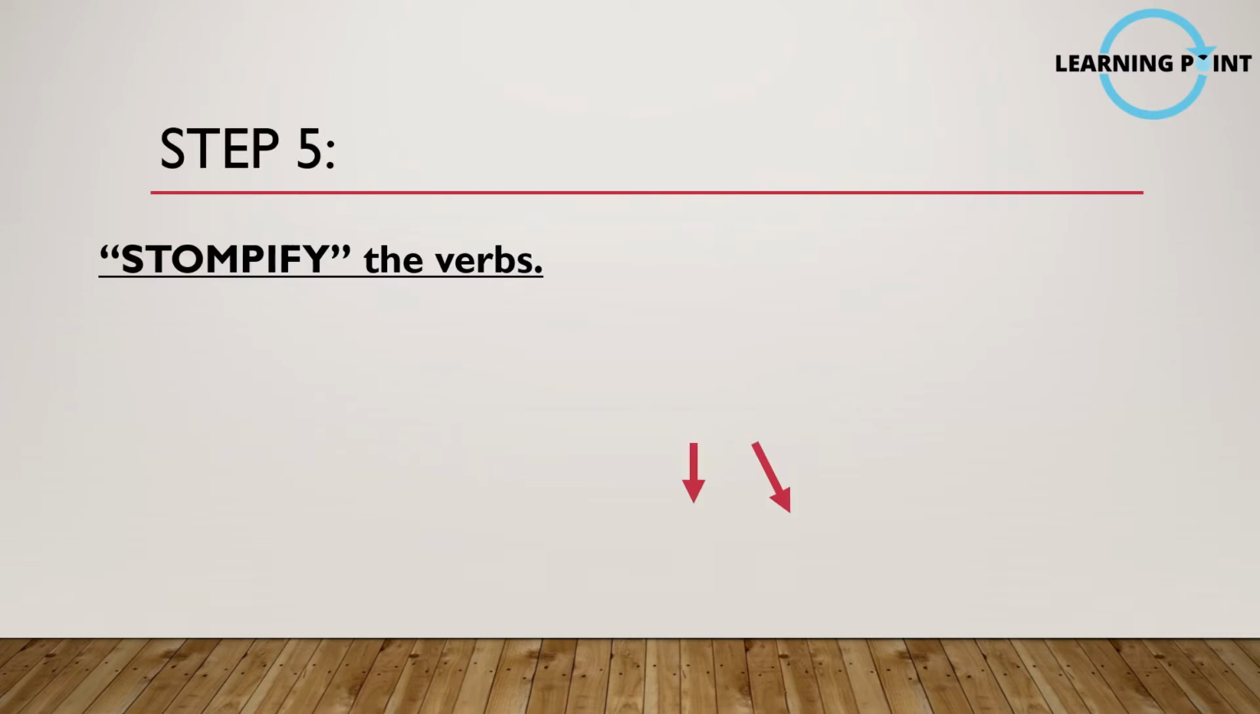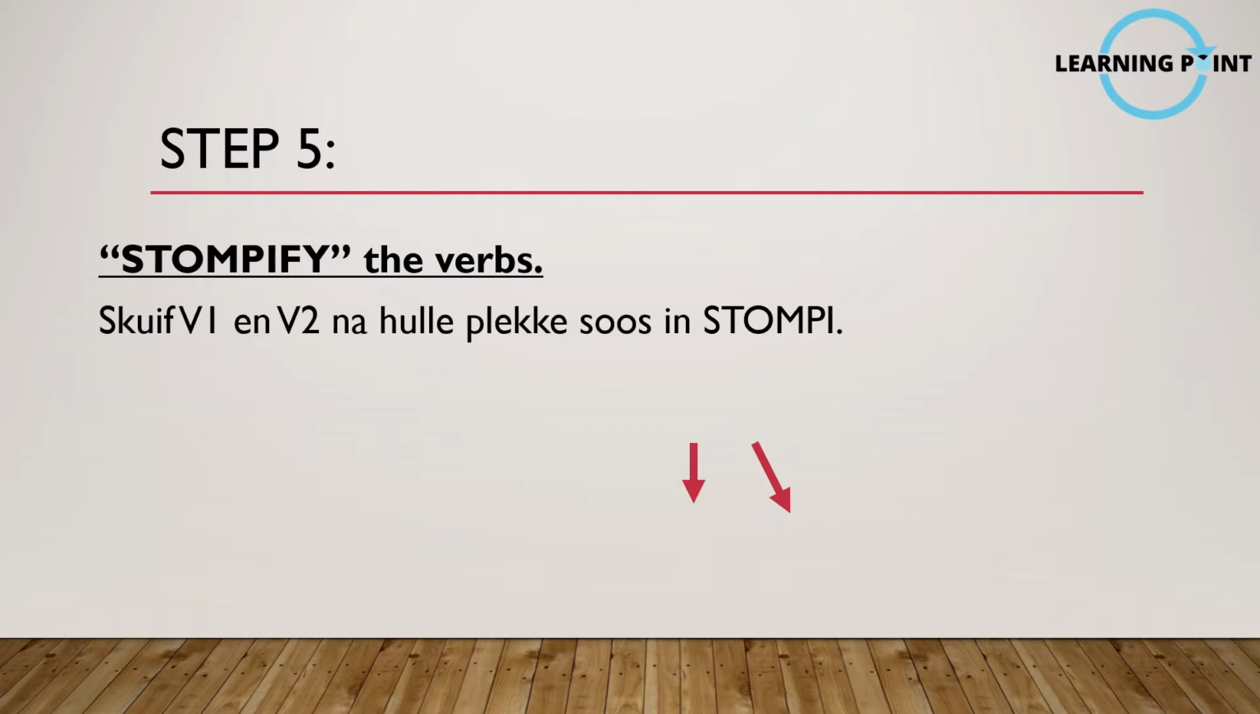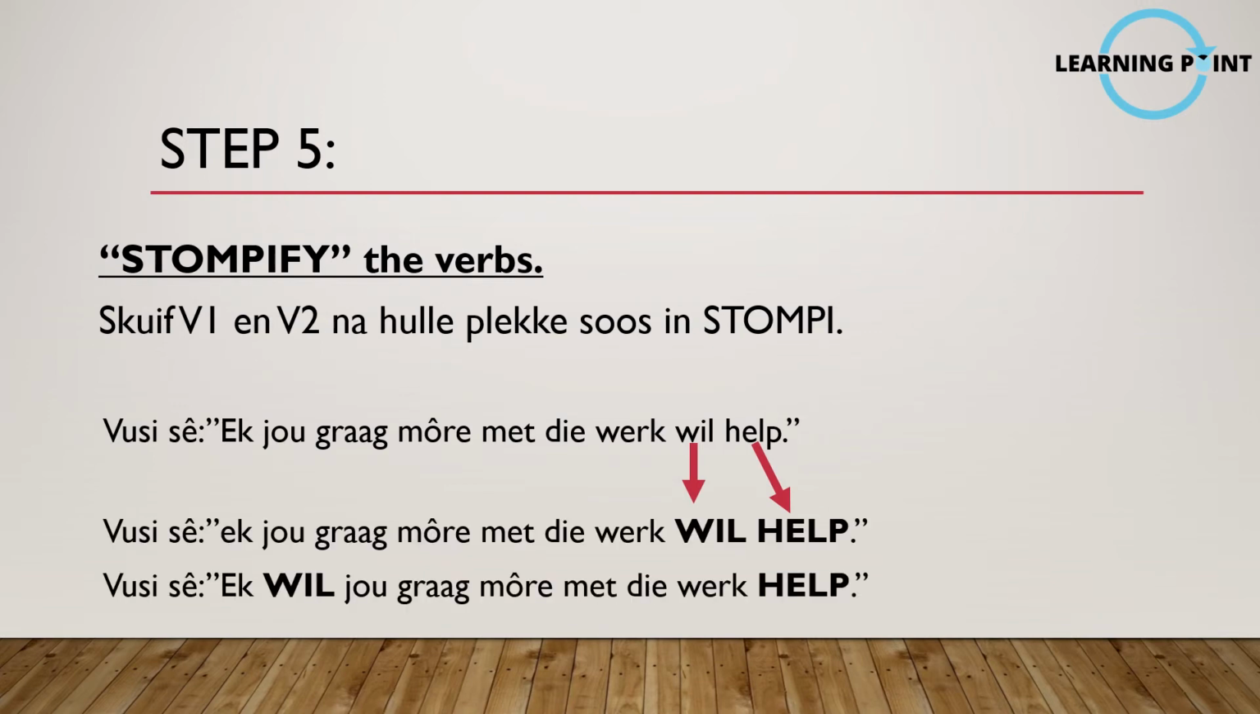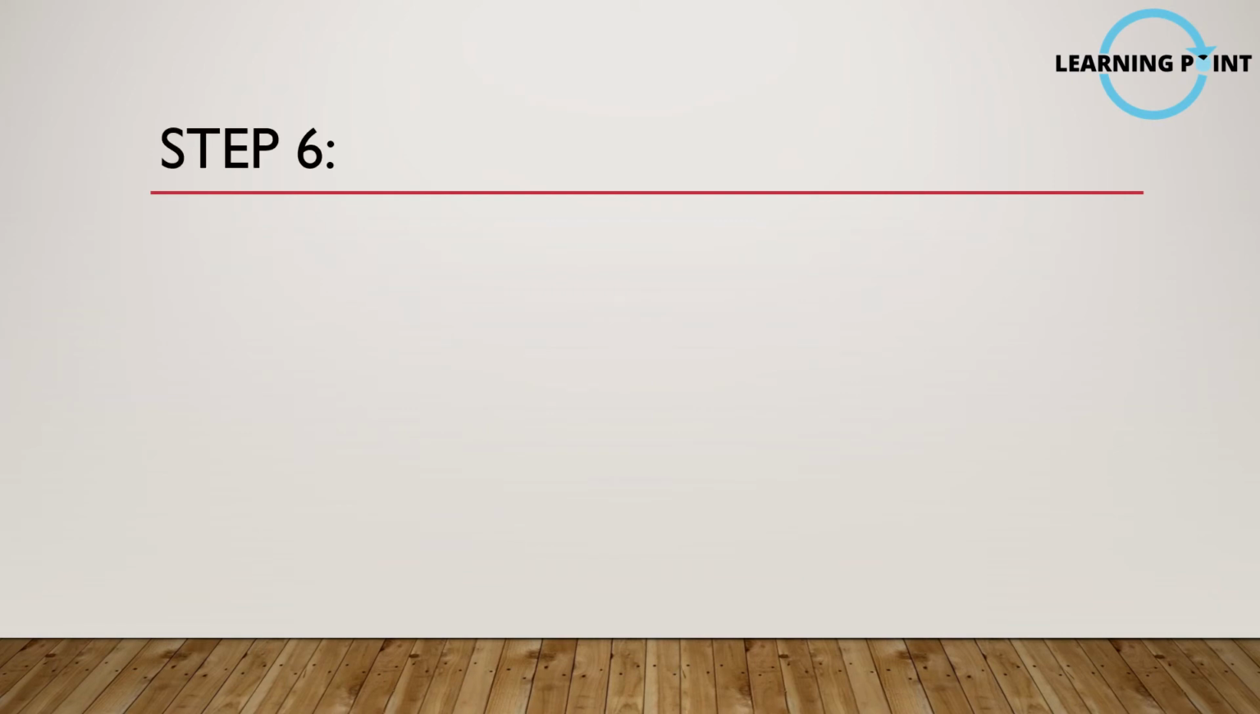Step 5. Stompify verbs. Again, a made-up word that just means that we have to move verb 1 and verb 2 to the correct places as we find them in Stompie. So do you understand now why we had to do Stompie in the first lesson? Woesie sê, ek jou graag môre met die werk wil help. So verb 1 and verb 2 is at the end of the sentence, will help. And now we just move them to the correct places, which would be, Woesie sê, ek wil jou graag môre met die werk help.